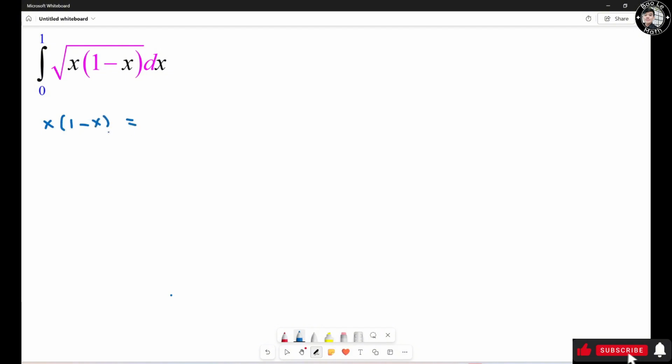Now I'm going to distribute this, and it turns out to be s minus s squared, right? So I can factor the negative sign out, so it turns out to be negative of (s squared minus s). Now I'm going to make this a complete square by adding and subtracting 1/4, so it turns out to be negative of (s squared minus s plus 1/4 minus 1/4).